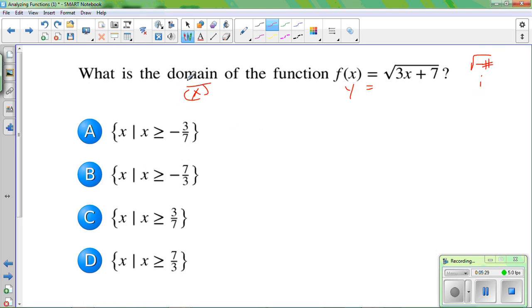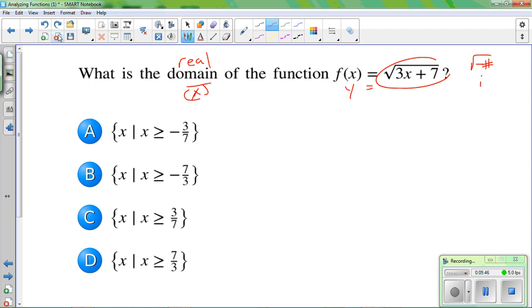And when we talk about domain and range, that's for real numbers. So what is the domain of real numbers? Sometimes that's how we phrase it. So basically, what are the restrictions on x, or what values of x are going to make this positive? What are going to make it real?